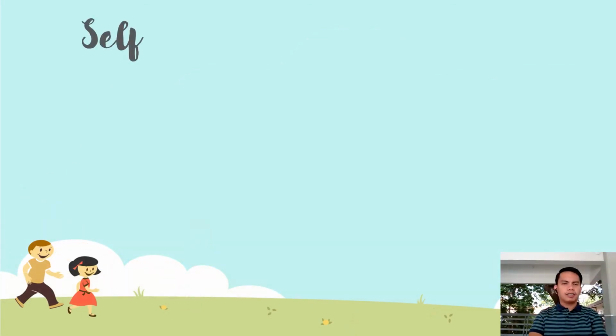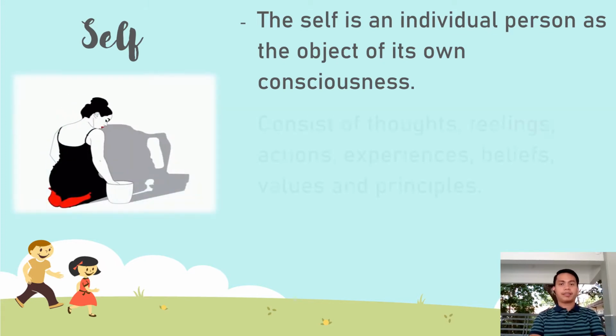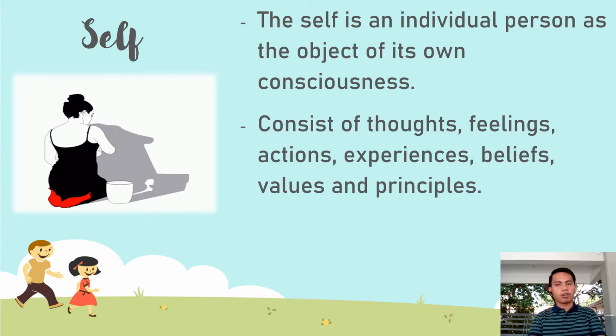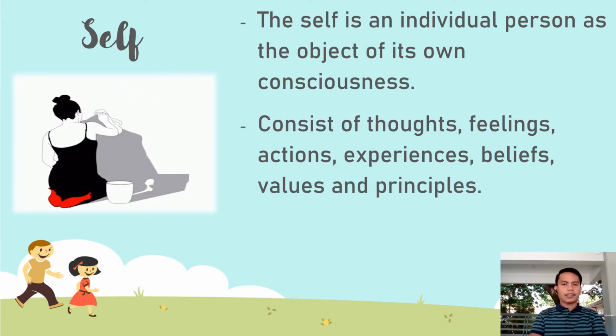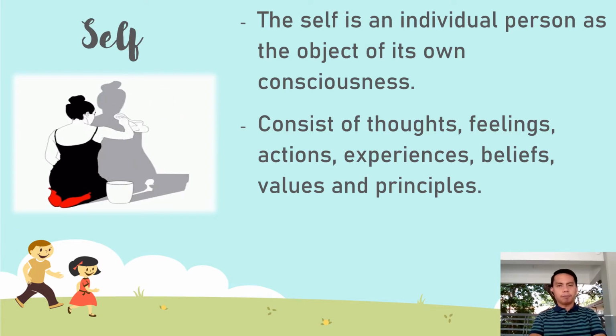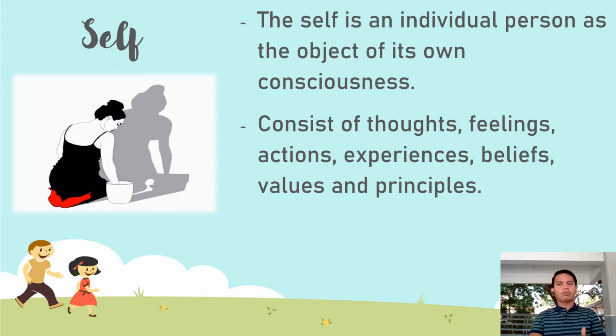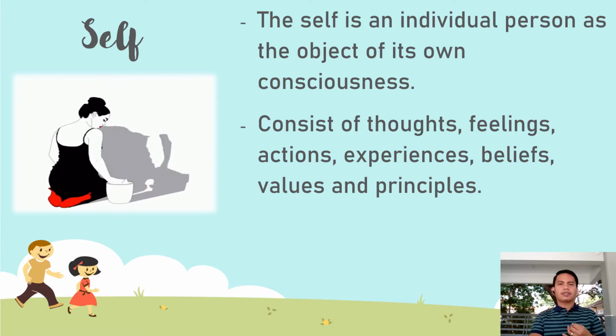What do we mean when we refer to the self? The self in personal development is an individual person as the object of its own consciousness. It also consists of thoughts, feelings, actions, experiences, beliefs, values, and principles. Meaning to say, it is composed of a union of elements: the body, the thoughts, the emotions, the sensations.